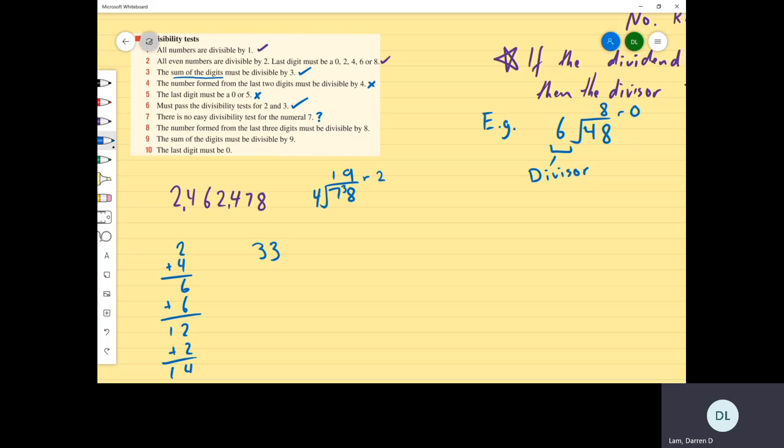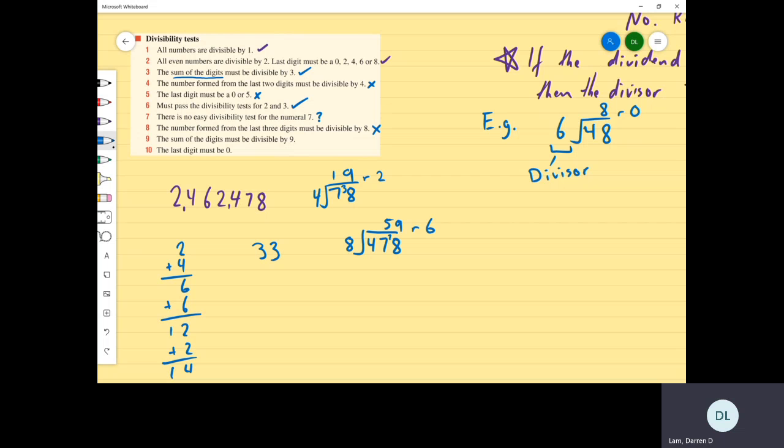Let's go with 8. The number formed from the last 3 digits must be divisible by 8. So the last 3 digits are 4, 7, 8. Let's try and divide that by 8. 8 goes into 47 how many times? 5 times, ending up with 40, so there's 7 remainder. 8 goes into 78 how many times? 9 times, and that gives me 72, so there's 6 remainder. So no, it does not divide by 8.